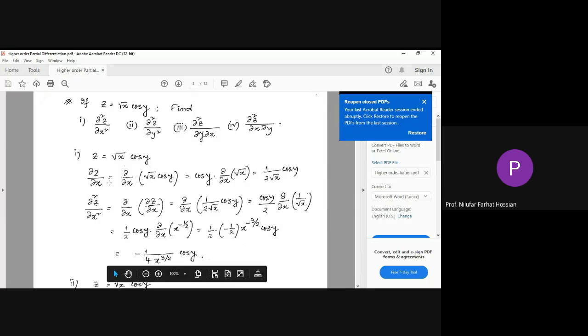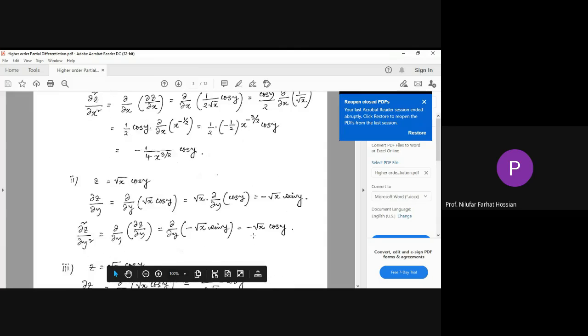Now the second order derivative, so you have to differentiate this del z by del x again with respect to x. So it should be del x of this thing. Again you can take half cos y outside the partial derivative. So it will be cos y by 2 into d dx of 1 over root over x. 1 by root over x means the power is minus half, so it will be minus half into x to the power minus half minus 1. That means it will be minus 3 by 2. So this gives you the result.